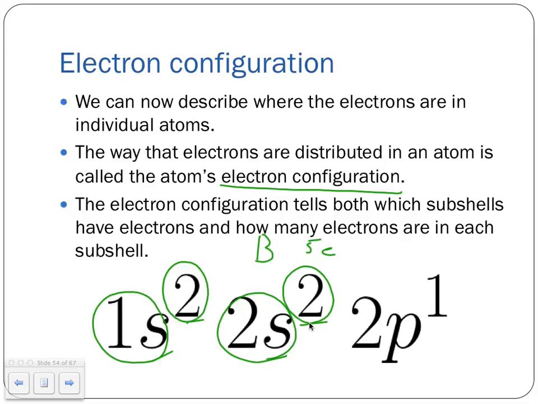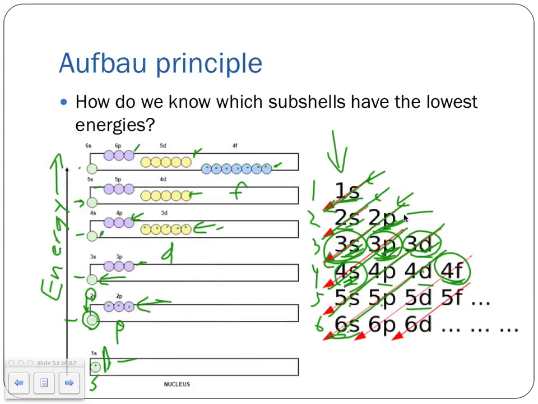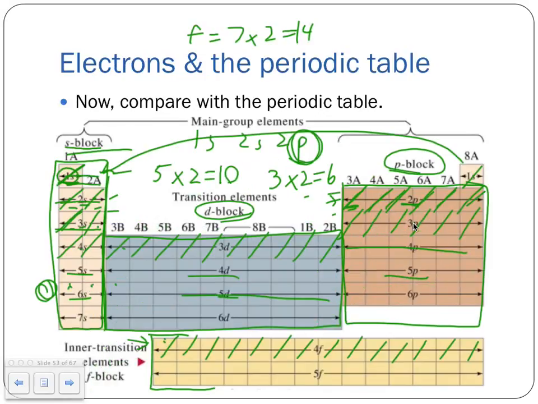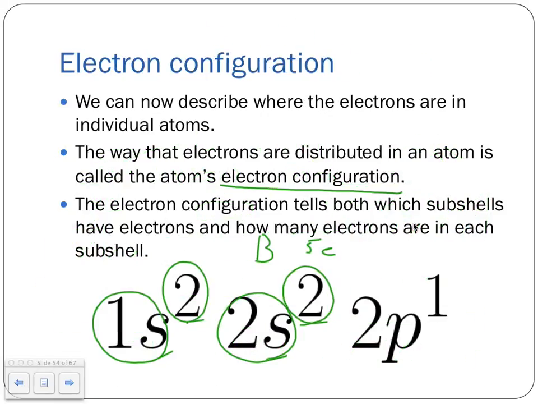And so where does that go? After it goes to the 2s, it next goes to the 2p. And so how many electrons go into the 2p for boron? Well, just 1, because that gets us up to 5.